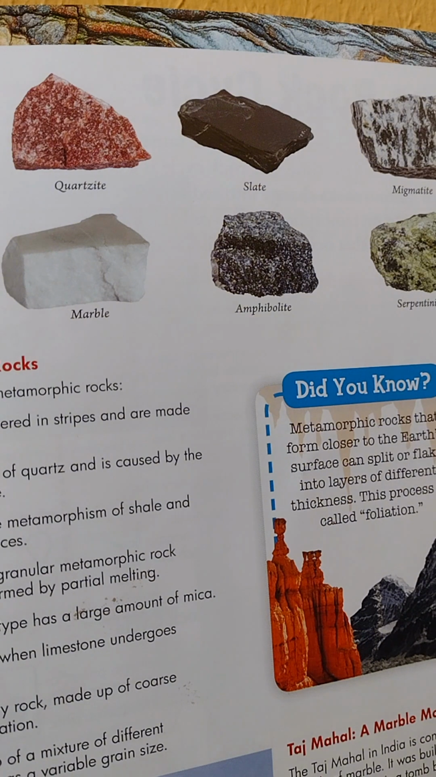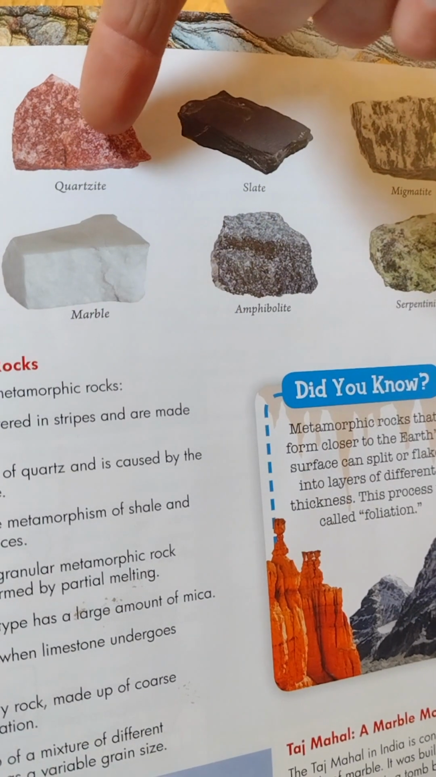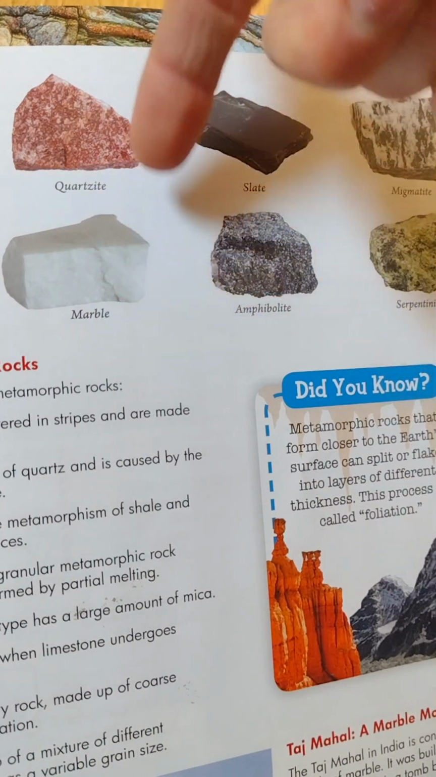Remember, metamorphosis means change. It's been changed from great pressure and great high temperatures. The minerals inside the rocks become unstable and they break down into other minerals. And so this would be like your quartz or your marble. And these can be different colors.